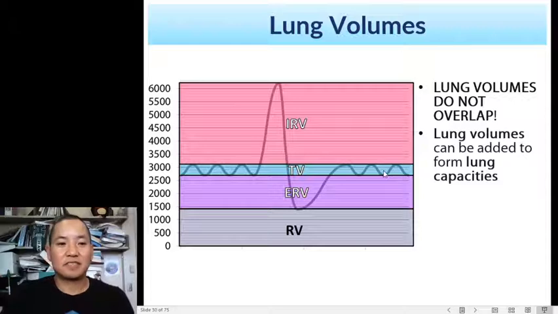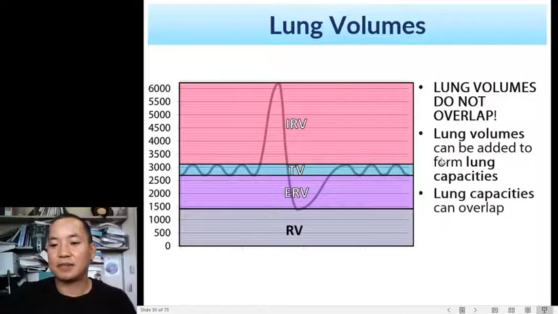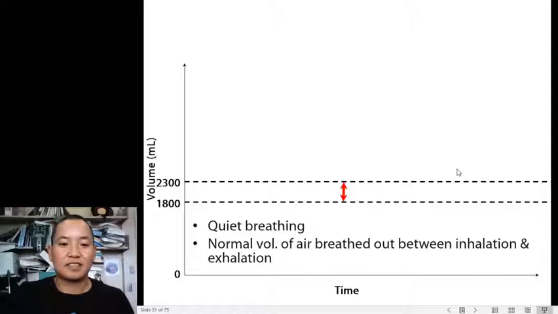So lung volumes and capacities, the thing about lung volumes, they do not overlap. But lung capacities always involve the addition of two or more of these volumes. So lung capacities can overlap, but lung volumes do not. So again, what do we have here?